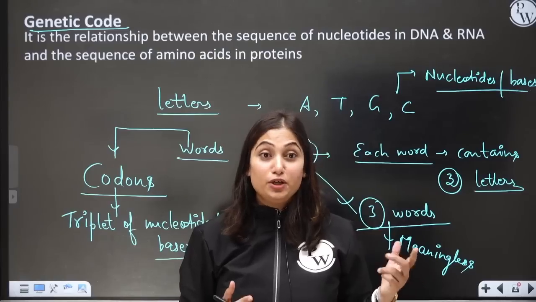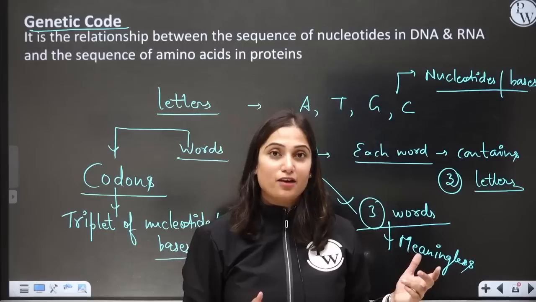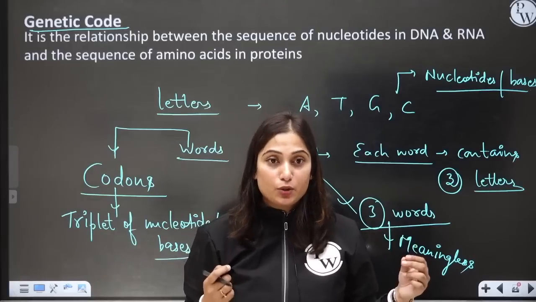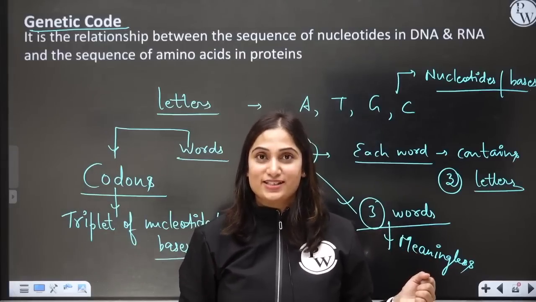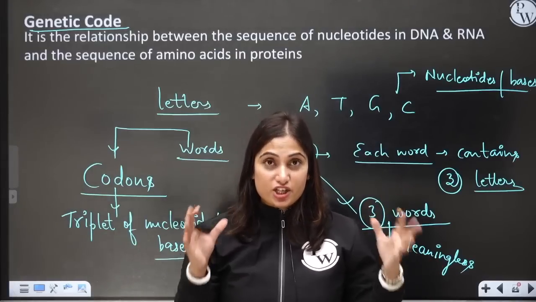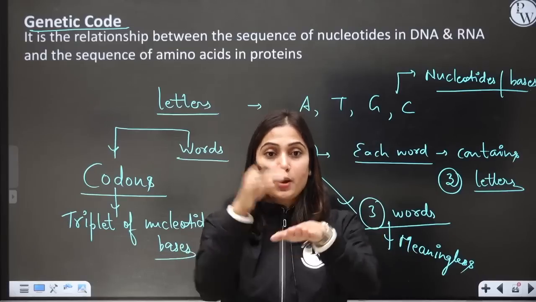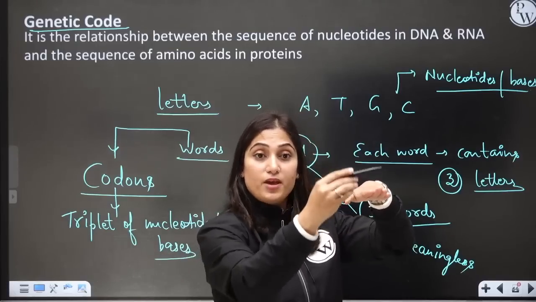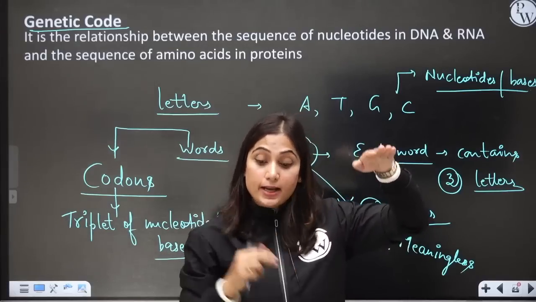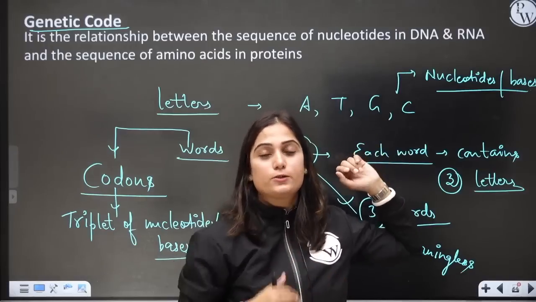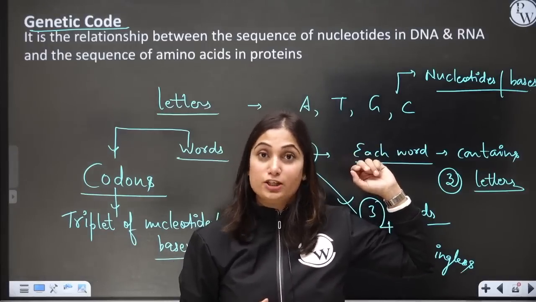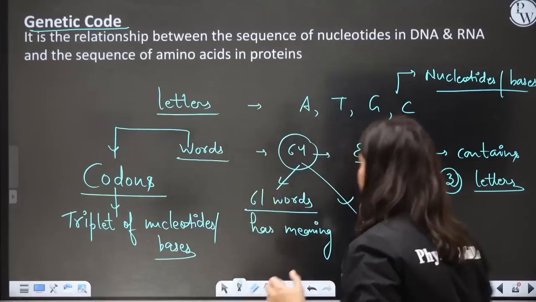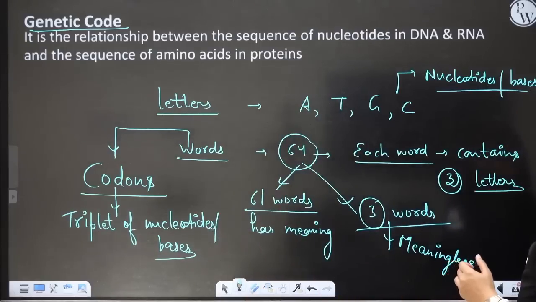So what will we have to do to crack the genetic code? We'll have to know which amino acids the 61 codons code for. So you can say that the genetic code is the relationship between the sequence of bases on the DNA and the sequence of amino acids present on the protein or polypeptide chain. So let's discuss what the genetic code is.